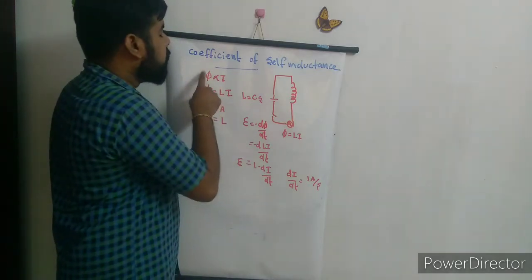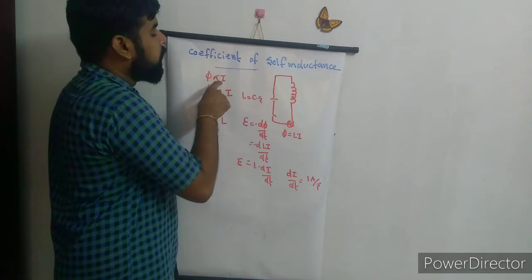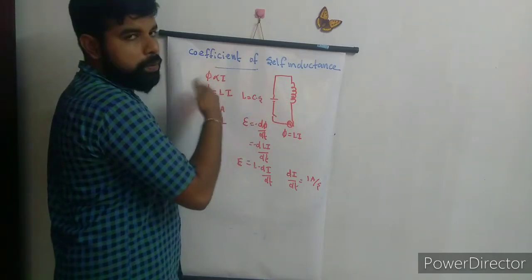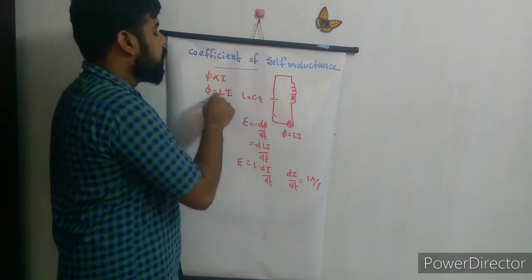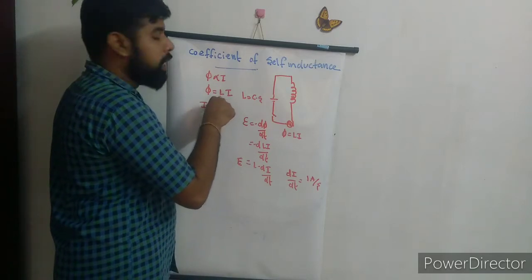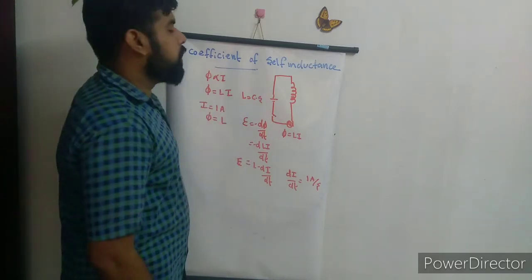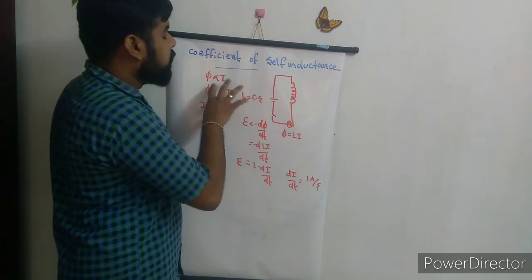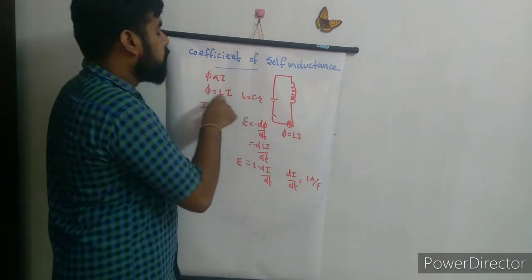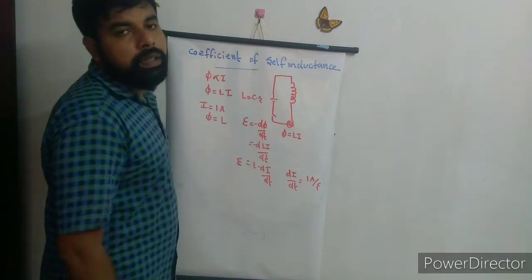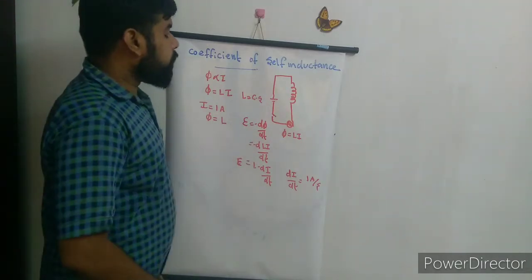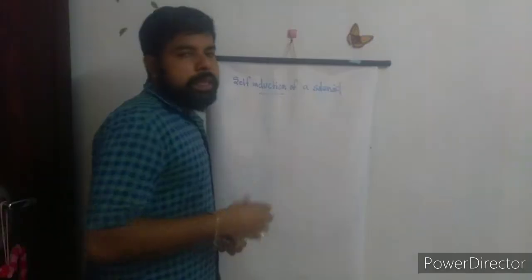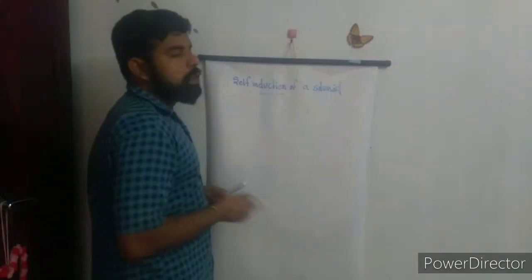When current increases, flux increases, and when current decreases, flux decreases. So removing the proportionality, we take a constant L. L is known as the coefficient of self-inductance. So the coefficient of self-inductance can be defined in two ways, using this equation and also using Lenz's law.